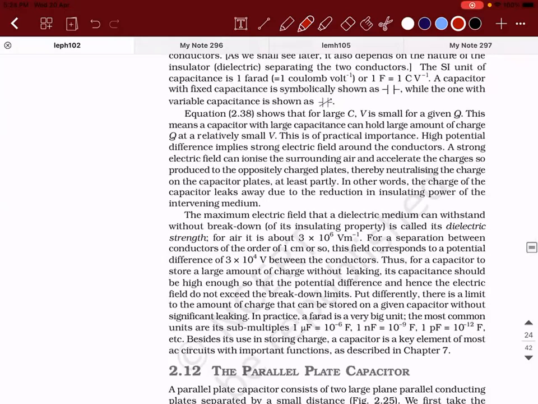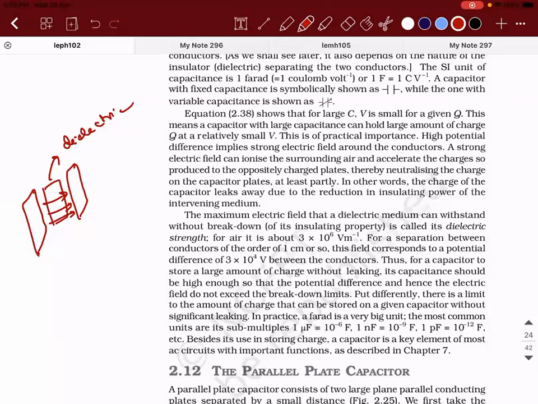Next, there is a term called dielectric strength. Observe, when you are taking a capacitor, the intermediate medium is going to be a dielectric. But by taking those two plates, what are you creating between them? You are creating some electric field between the plates of the capacitor. And the electric field itself is passing through the dielectric.